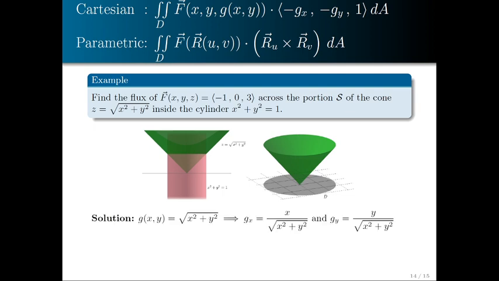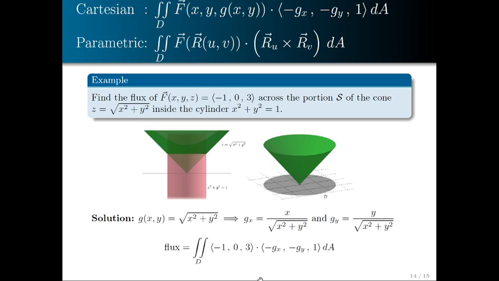So since we are given the Cartesian equation of our surface S, we shall use the first technique. So compute g sub x and g sub y. Again, g sub x and g sub y are given as such. Then plug it here. We don't have a problem with F because it's just constant. So we just replace this one by negative 1, 0, 3. So the flux can be written out in this manner.